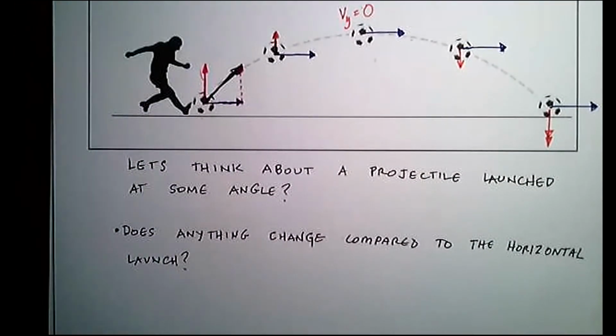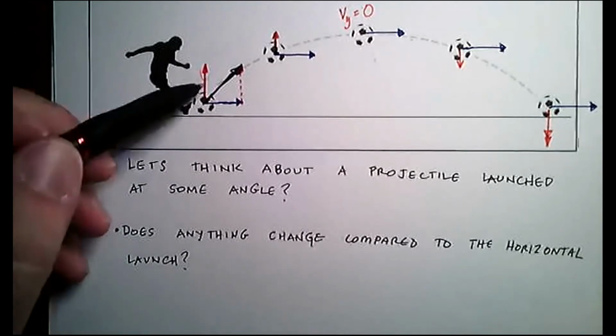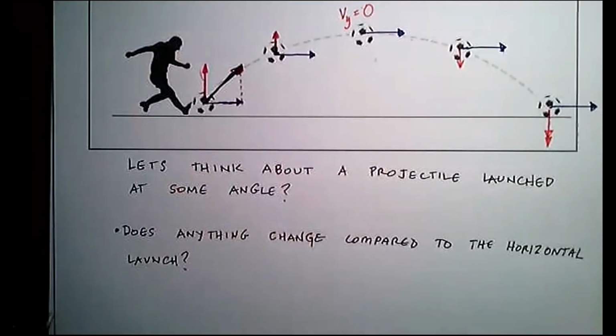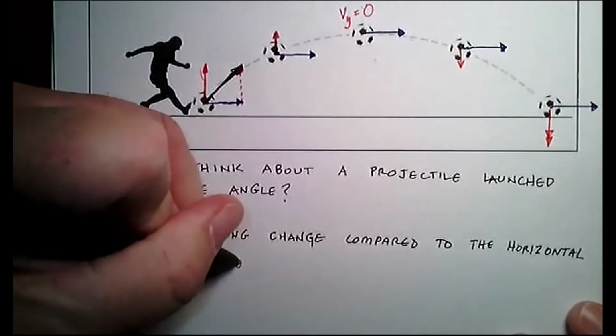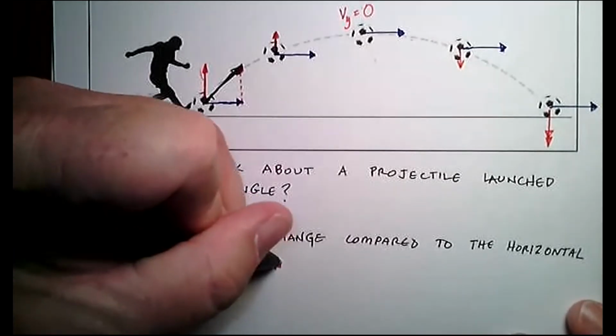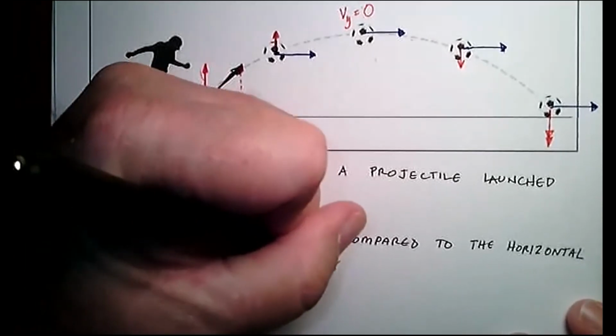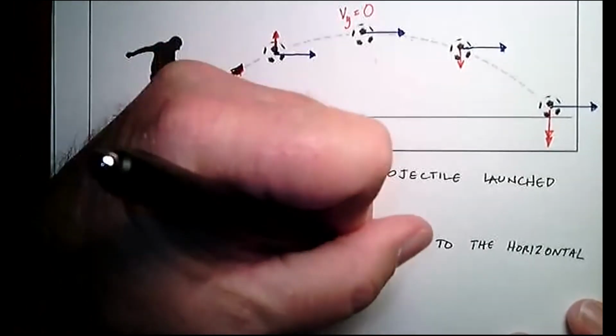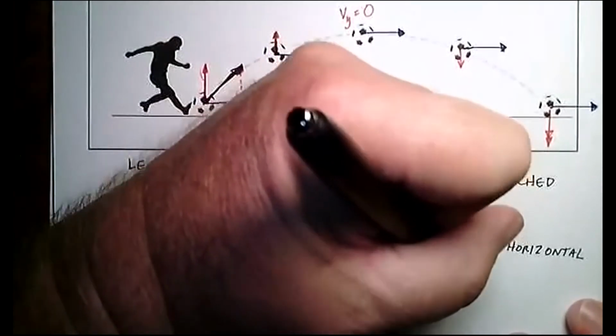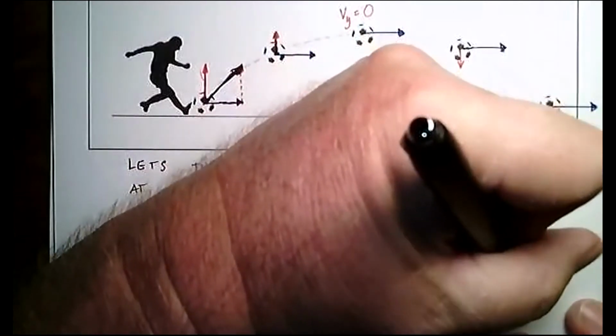Okay. So do you really see any change compared to the horizontal launch? I mean, does the ball behave any differently if it's launched at an angle as compared to when it was launched horizontally? When you think about it, there really is no difference. We could say that horizontal velocity is still constant. Nothing changed there.